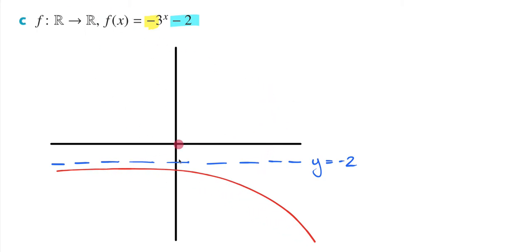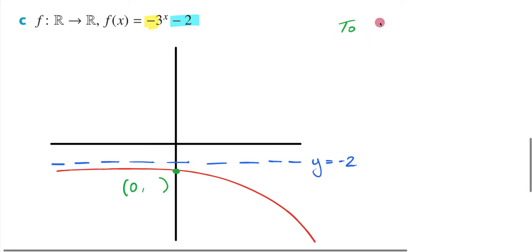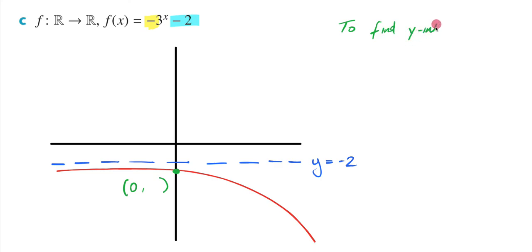I now need to figure out what this is, my y-intercept. So obviously it's going to be 0 something. And what is that something going to be? Well, to find the y-intercept, let x equal 0. So I'm going to have y equals -3^x minus 2.